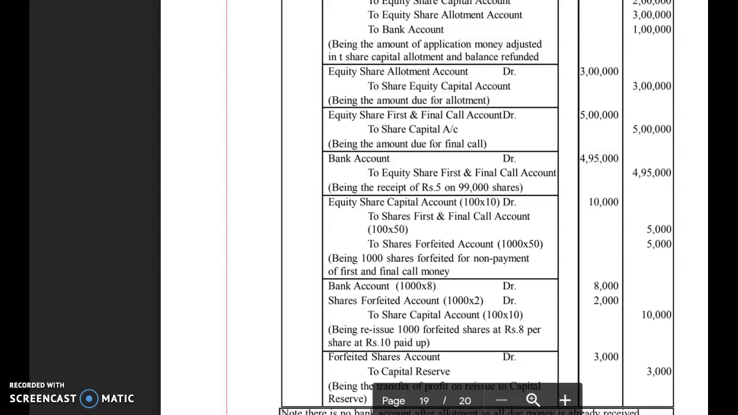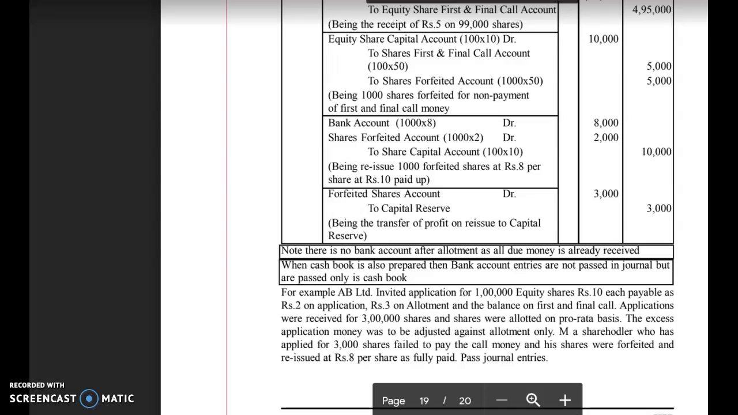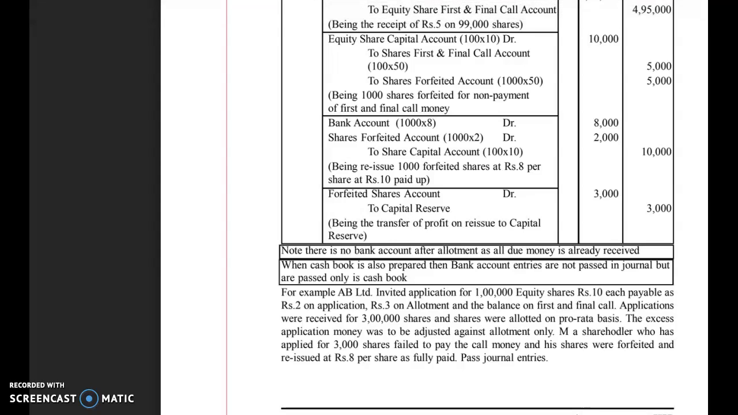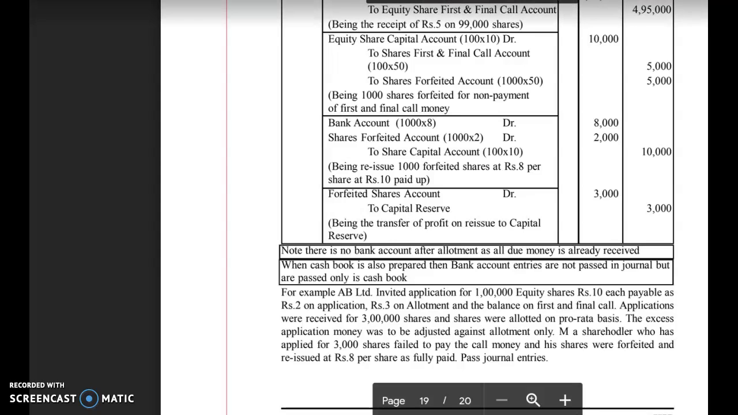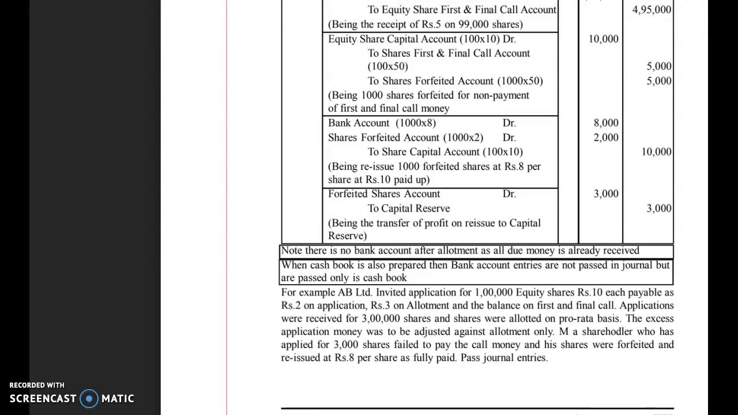Now the remaining amount of share forfeiture account will be transferred to the capital reserve account. So here the entry will be share forfeiture account debit with 3,000 to capital reserve account with rupees 3,000. So this way automatically the journal entry will be recorded.